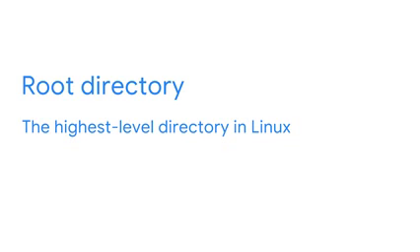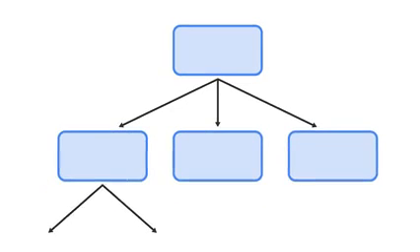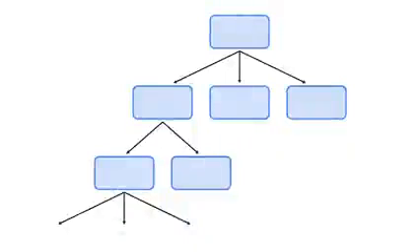The root directory is the highest level directory in Linux. It's designated by a single slash. Subdirectories branch out from the root directory. The subdirectories branch out further and further away from the root directory. When describing the directory structure in Linux, slashes are used when tracing back through these branches to the root.